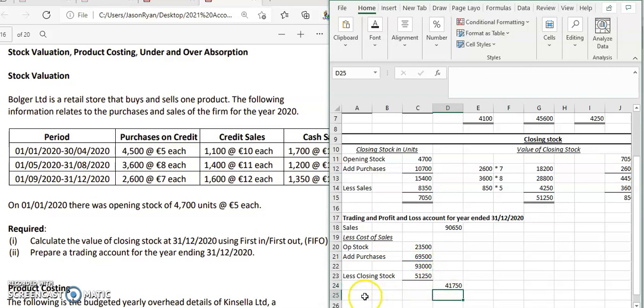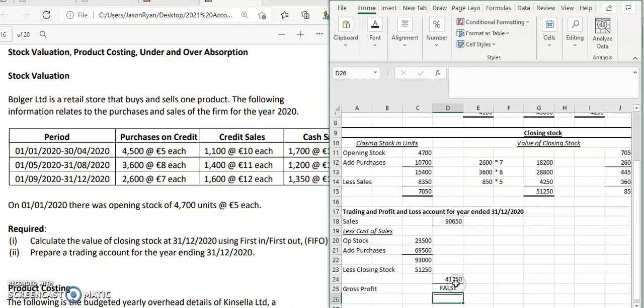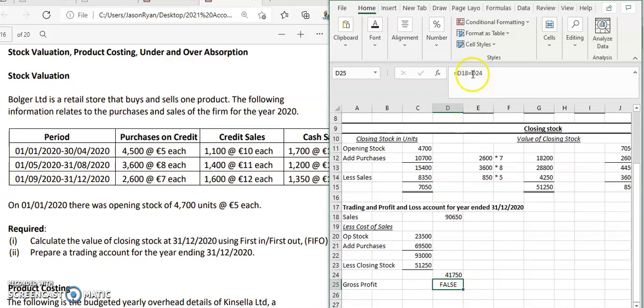And then to get your gross profit, you're going to take the 90,650 away from the 41,750. And we got 48,900.